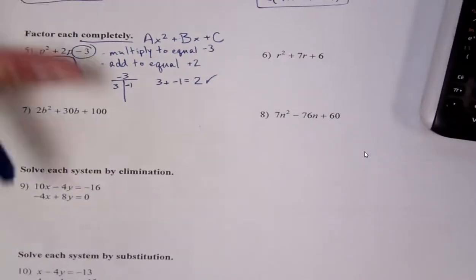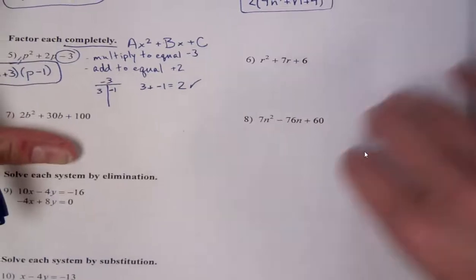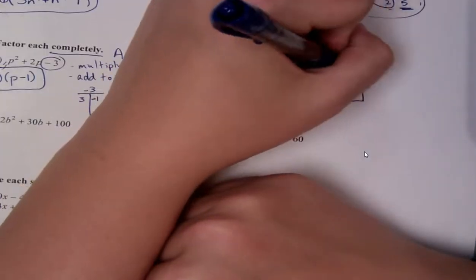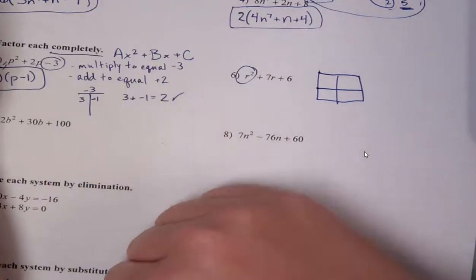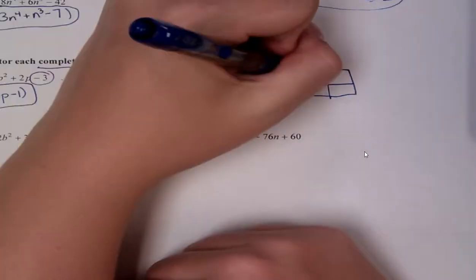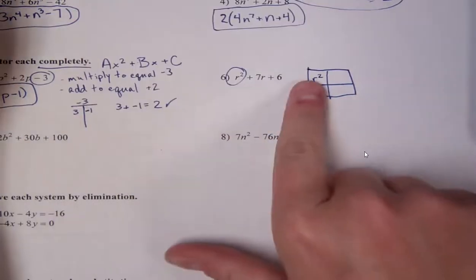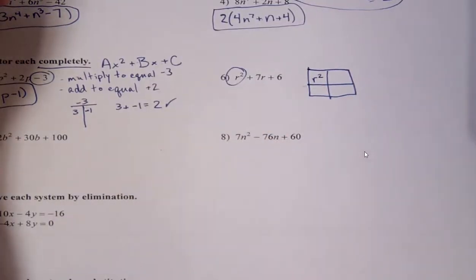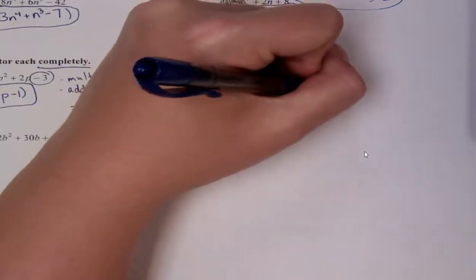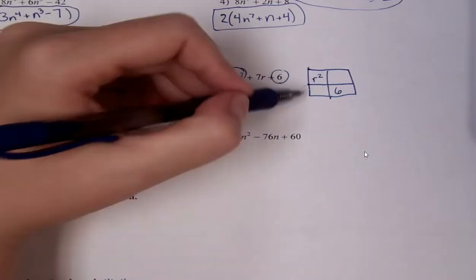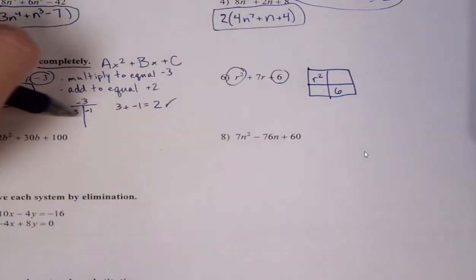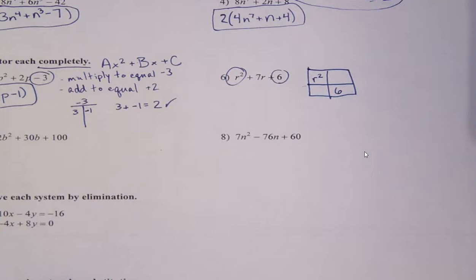Another way you can do this is the box method. Okay. So the way you do this is you take the first coefficient and variable, so r squared, and you put it in the top left-hand corner box, and then you take this coefficient, 6, and put it in the bottom right-hand corner. And then you're going to take these two boxes and fill them with the numbers that went here. So same thing we just did, but we're using a box.